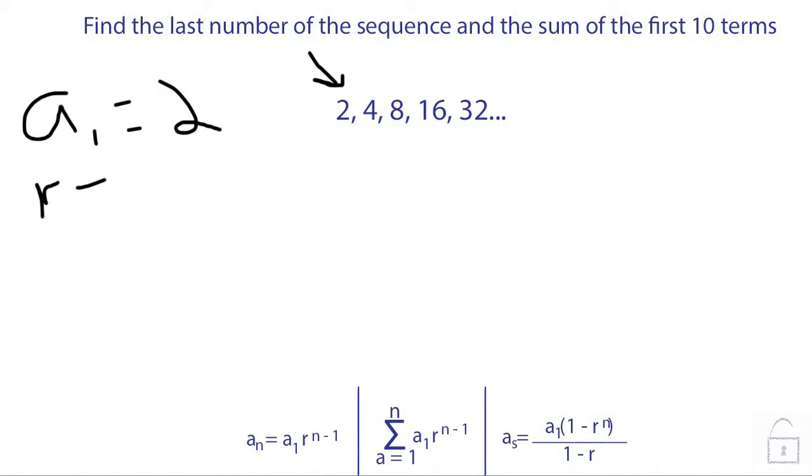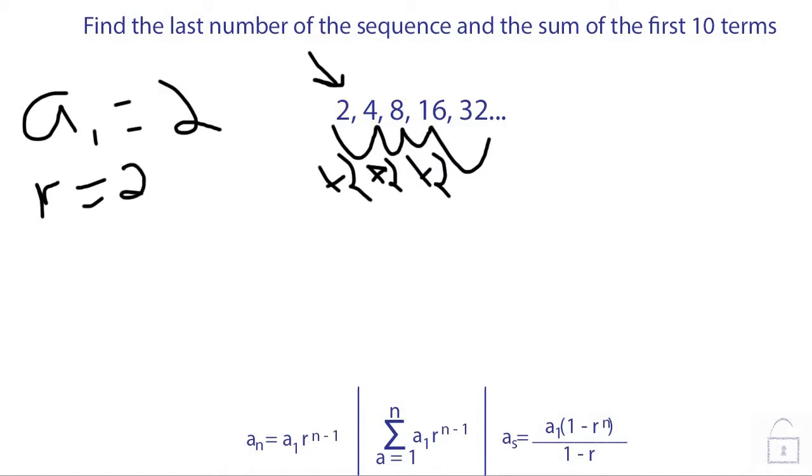What r stands for is the common ratio. So what happens to get from 2 to 4, from 4 to 8, 8 to 16, 16 to 32? To get from 2 to 4, you just multiply by 2. To get from 4 to 8, you multiply by 2. And then 8 to 16, multiply by 2. So this common ratio would be 2.